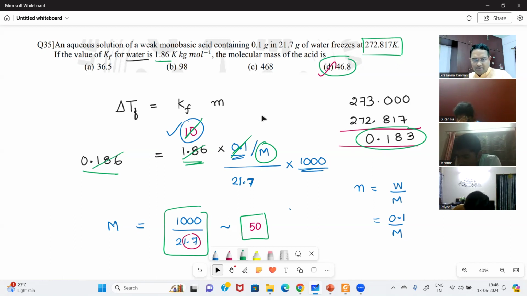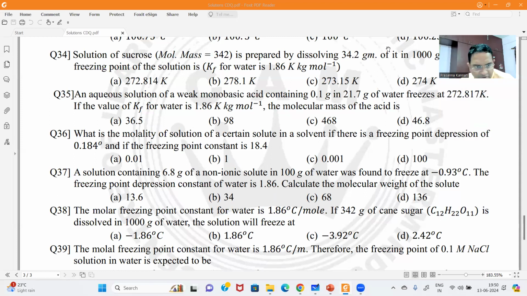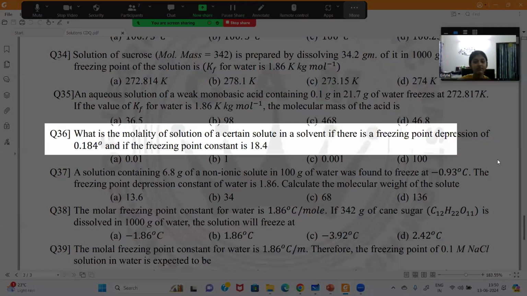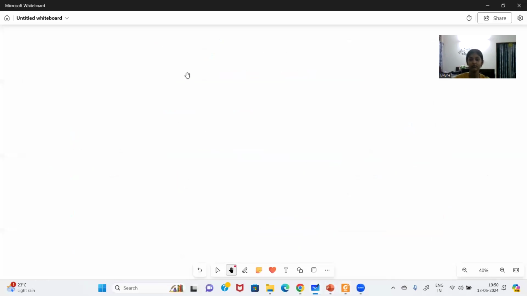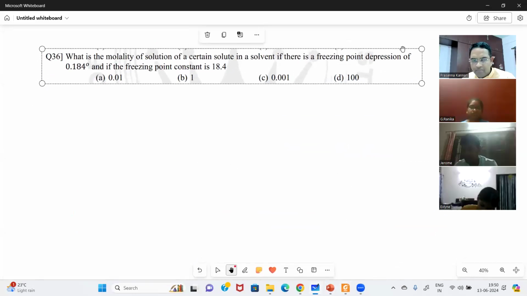So we'll move on to the next one. Which is the question number next? 36, sir. All right. What is the molality of a solution of a certain solute in a solvent if there is a freezing point depression of 0.184 and the freezing point constant is 18.4?